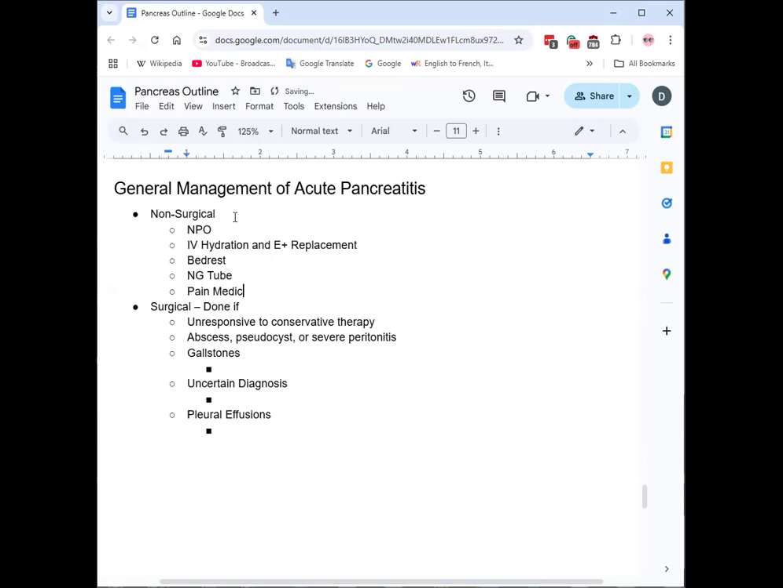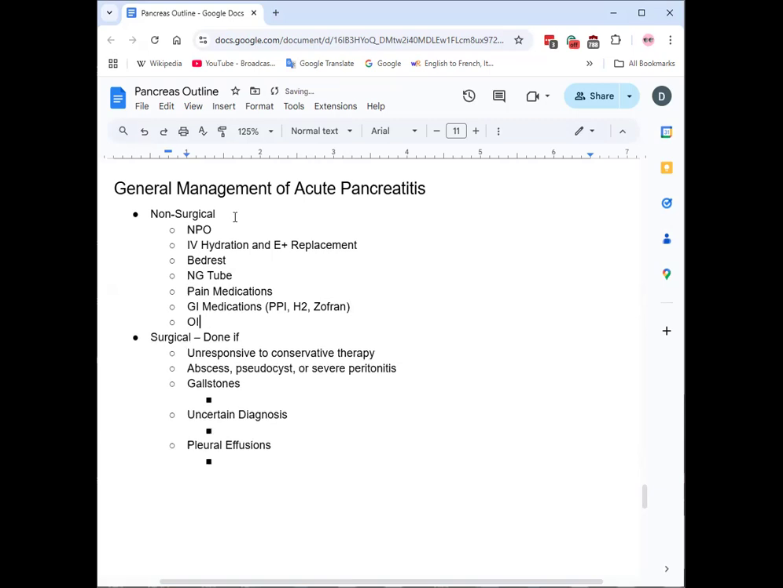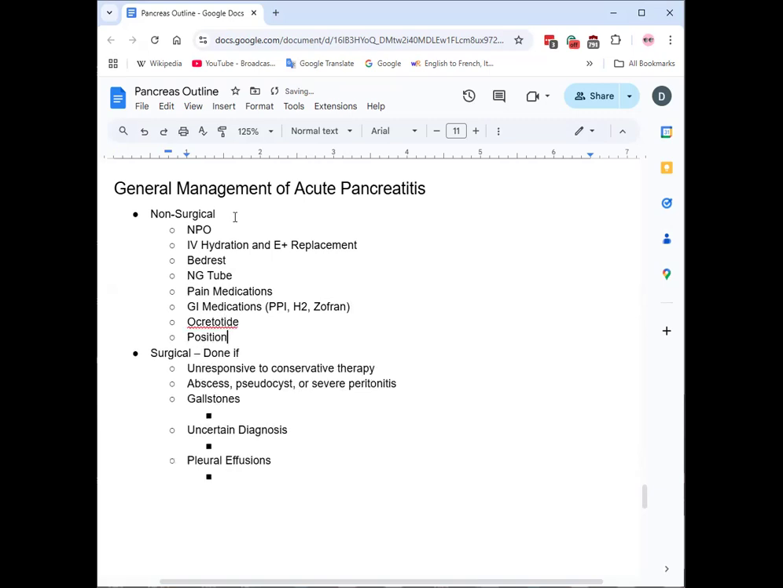Talk about pain medications, GI medications. So that would be your PPIs, H2 blockers, maybe Zofran. We talked about octreotide. Maybe good positioning, in which case lying on their side is one of the things. The digestive supplements, if they would tolerate PO.